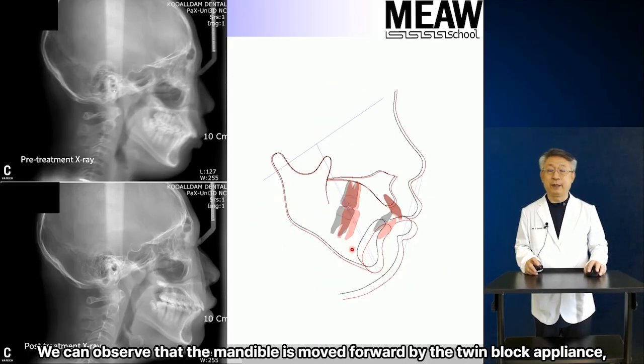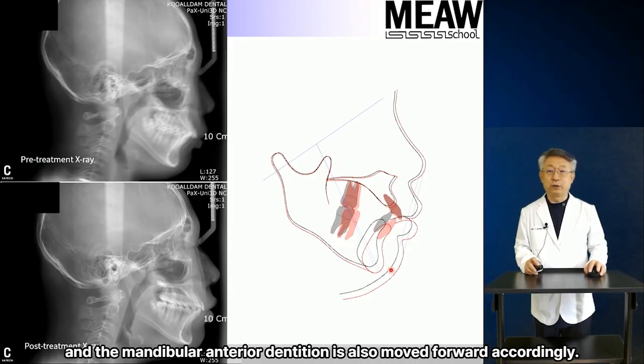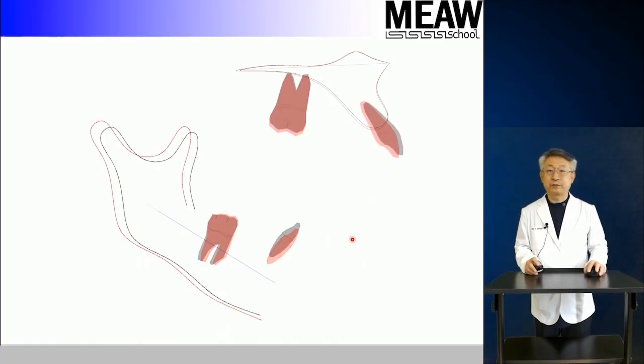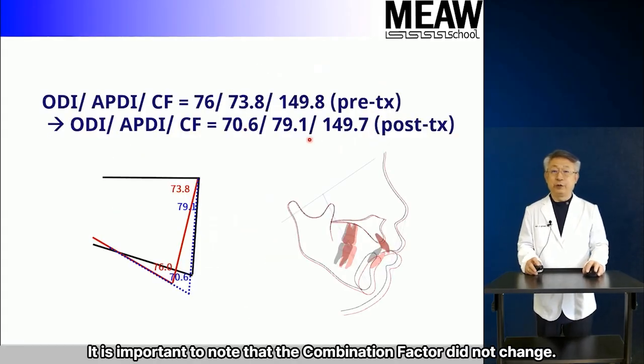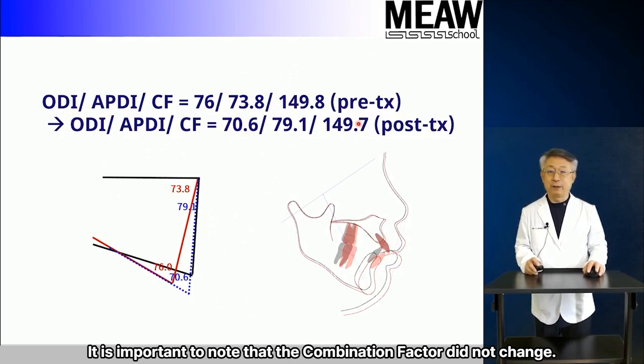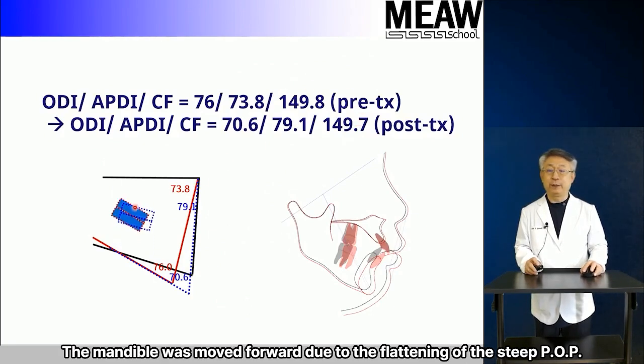We can observe that the mandible is moved forward by the twin block appliance, and the mandibular anterior dentition is also moved forward accordingly. The mandibular dentition moved forward, followed by the backward movement of the maxillary dentition. It is important to note that the combination factor did not change. The mandible was moved forward due to the flattening of the steep POP.